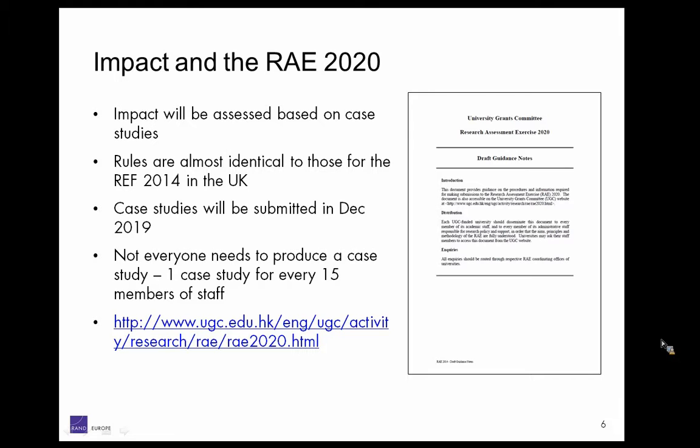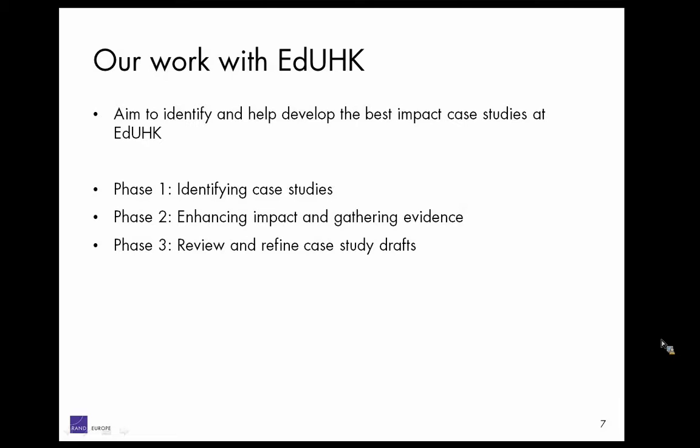And secondly, not all researchers need to produce a case study. The requirements are that for each unit of assessment, which is a subject area grouping, each institution will need to submit one case study for every 15 eligible academic staff members, or in fact slightly fewer for very large submissions. So with that in mind, our aim is first to identify the strongest potential case studies for submission to the RAE in 2020, and then we'll be working with the relevant members of staff to help develop those case studies over the course of the next year.